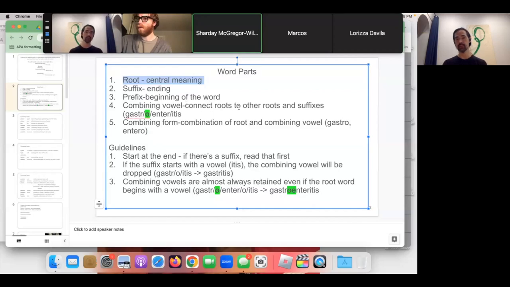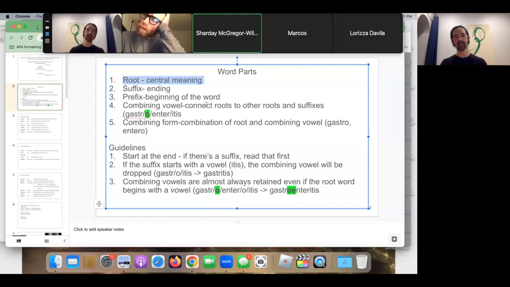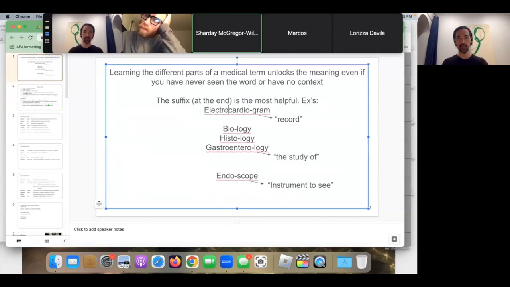Combining vowels connect roots. A combining vowel connects roots to other roots and roots to suffixes. So here the root gastro is connected to a second root, entero, or enter. Gastro and enter are connected by the combining vowel O. So instead of gastroenteritis, it's gastroenteritis, right? Instead of electrocardiogram, it's electrocardiogram, right?